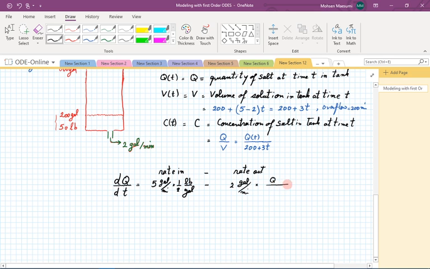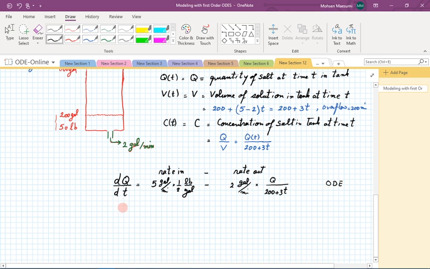Q means Q of T divided by volume. Volume happens to be 200 plus 3T. The volume is changing as time passes by. So that is our differential equation. Again, the selling point of this course is that we can track the changes by writing a differential equation. So here is my ODE.